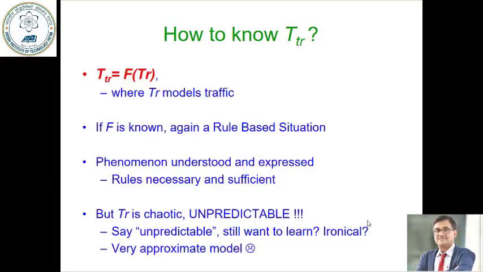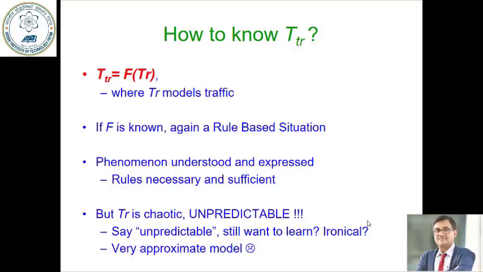Now we know how difficult it is to model the traffic. If we could model the traffic accurately, then it will give us a function ftr which will return a value, and that will give me the time under the traffic condition. So ideal time plus TTR will give me the time which I'll need to reach from one place to another. But traffic is difficult to model. If we knew how to model traffic, then it would be a clean rule-based system.